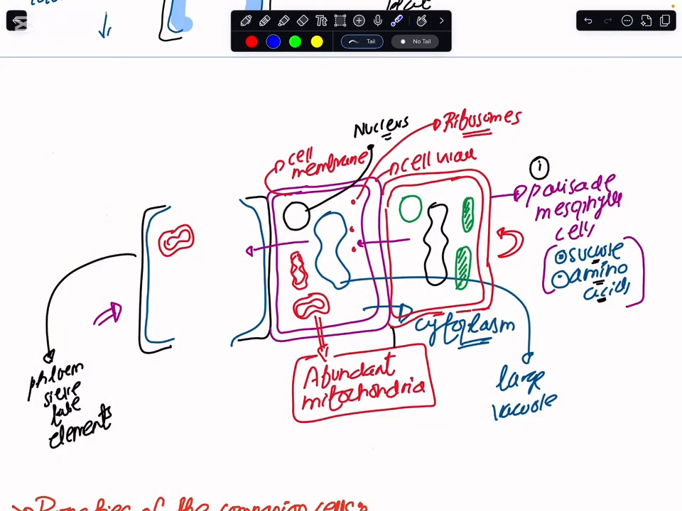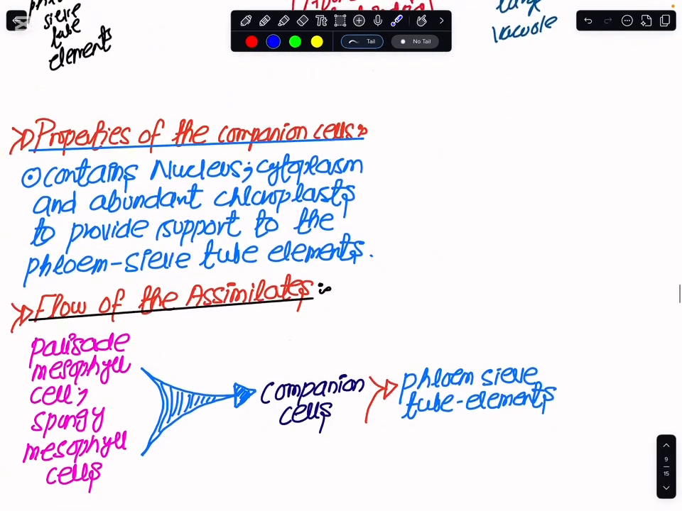So if I were to quickly summarize this, this is the phloem sieve tube element. Here we have the companion cell, and this companion cell is assisting the phloem sieve tube element. This companion cell is further aligned with the photosynthesizing cell, from where it would take up the sucrose and the amino acids. Now, let me try to summarize this quickly.